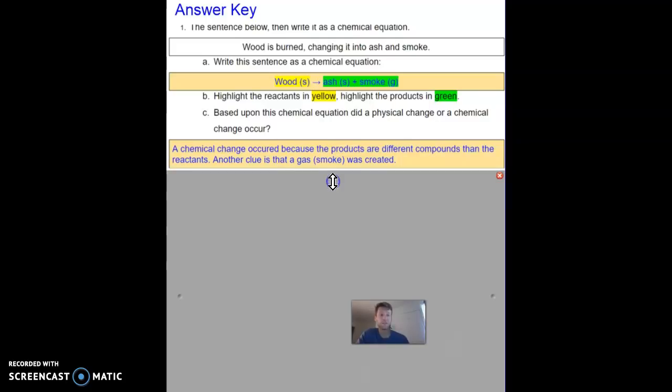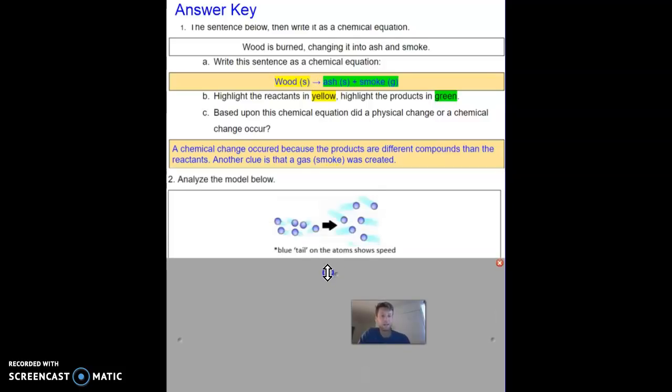A couple clues here. First, the products are different than the reactants. Okay? We ended up with ash and smoke. Those are different things than wood. Another clue was that a gas was produced. Smoke is a gas, and that's a new thing that's produced as we burn the wood.